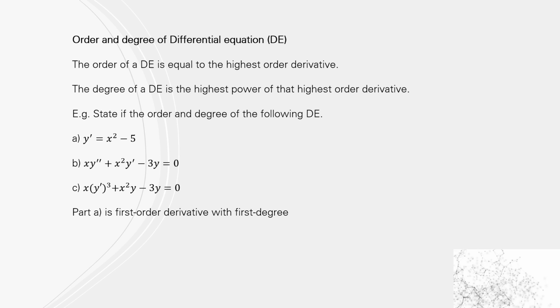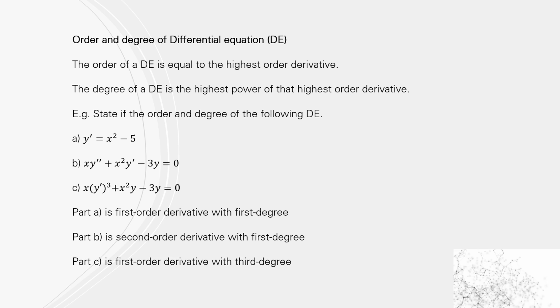So part A is a first order derivative because it's got a y dash, with a first degree because that y dash is only to the power of 1. Part B is a second order derivative because we have a second derivative. So we've got a y dash and a y double dash there, but we go with the highest. So it's a second order, and that y double dash has only a degree of 1. So it's a first degree. And part C, the highest derivative is y dash, and that y dash has a power of 3, so it's a third degree.